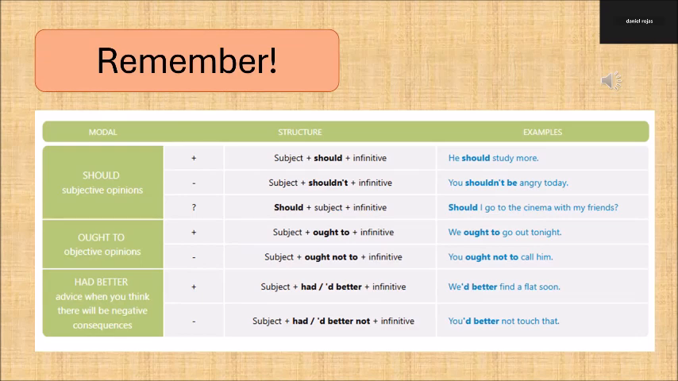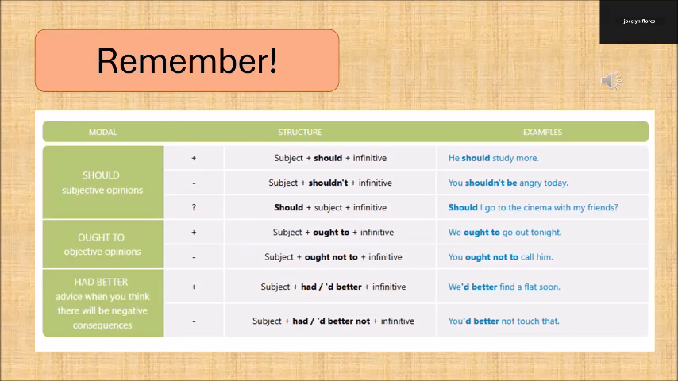Ought to refers to objective opinions. In affirmative, subject plus ought to plus infinitive. For example, we ought to go out tonight. In negative, subject plus ought not to plus infinitive. For example, you ought not to call him.